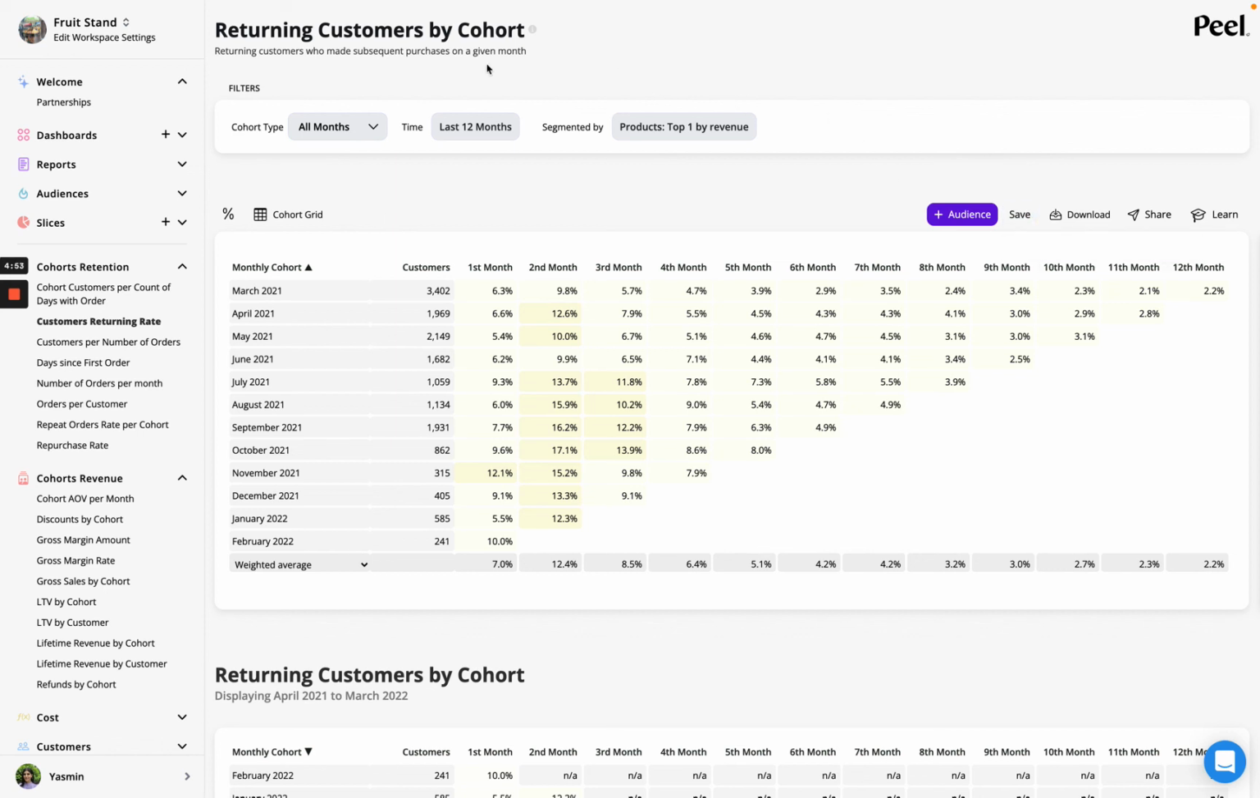I can talk more about looking at single cohorts and comparing segmentation, but I'll save that for another video. Shoot me a message with any other questions that you may have. But again, this is a way to look at the amount of returning customers who make subsequent purchases in a given month. Thanks.